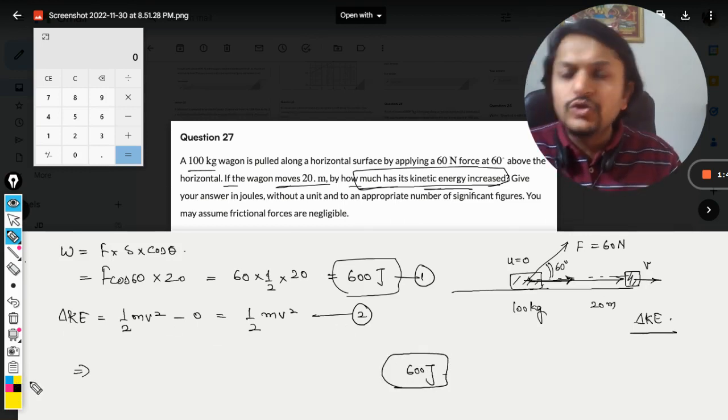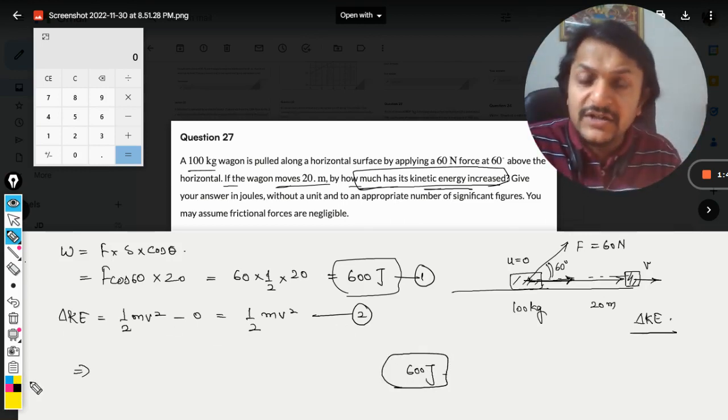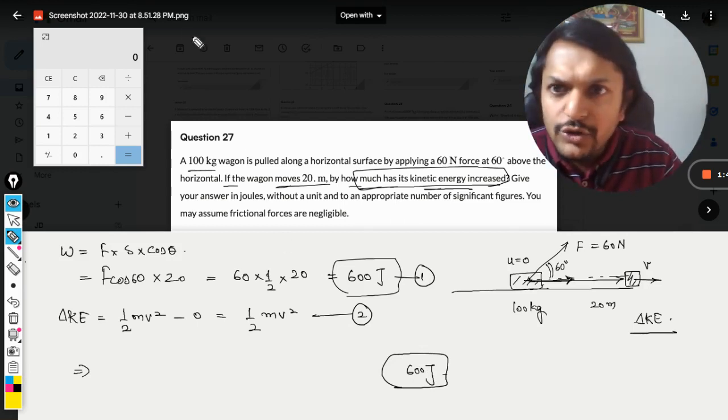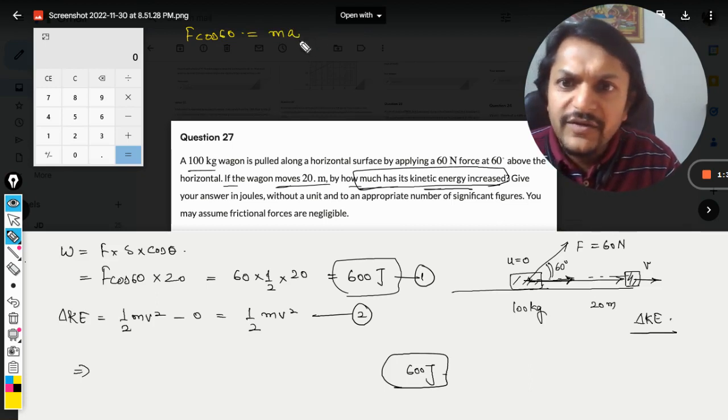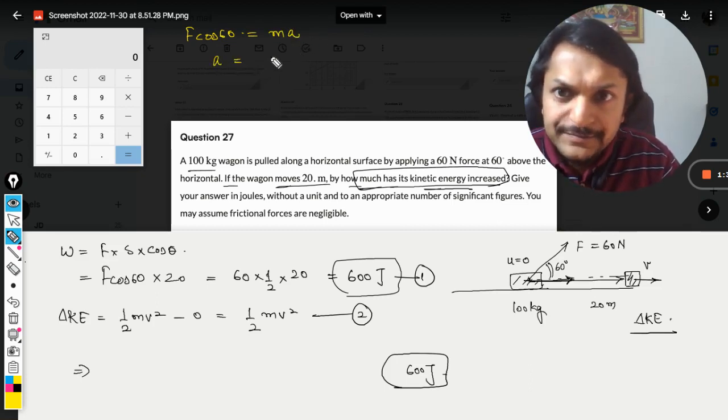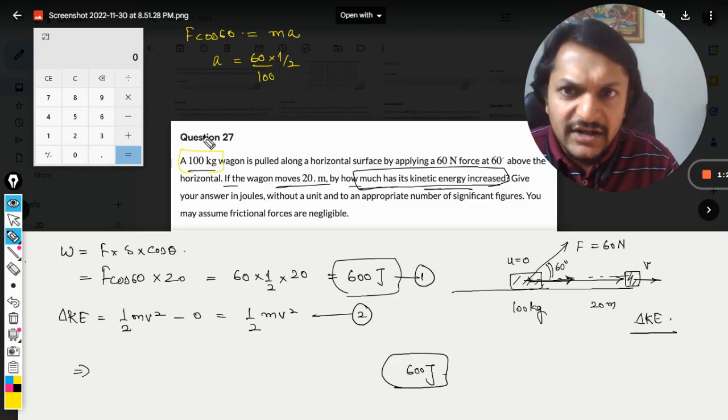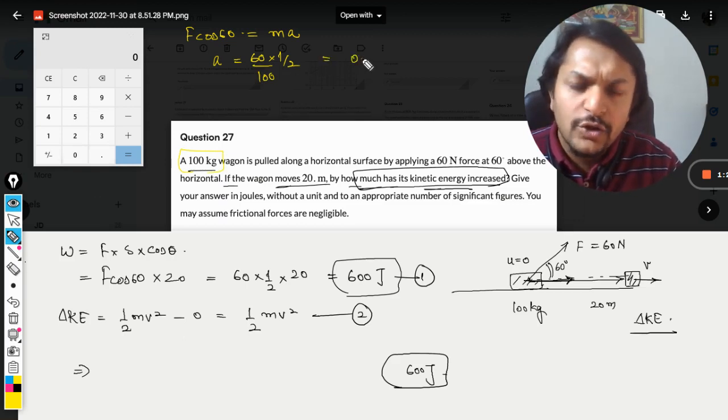Otherwise, if we are going to do it with the laws of motion or kinematics equations, let me show you how to do it. So our force will be F cos 60. This will be equated with m into a. From there, we will find the acceleration. What is the force? 60 into cos 60, half, divided by the mass, which is given as 100 kg. So it is 0.3 meter per second square.